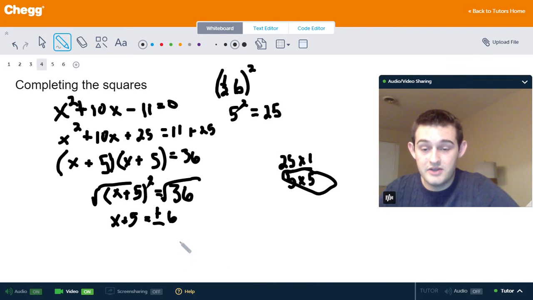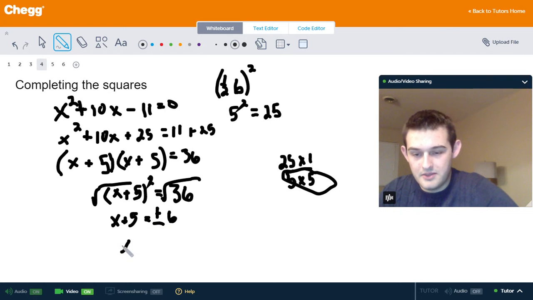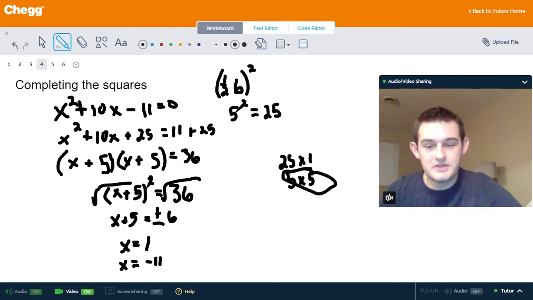Okay, so now we have two different cases to solve for x, the plus and the minus. In the plus case, if I move this 5 to the other side, I get minus 5. So 6 minus 5 is 1. And in the other case, I have x equal to negative 6 minus 5, or negative 11. So that's my two different answers for this equation, 1 and negative 11.